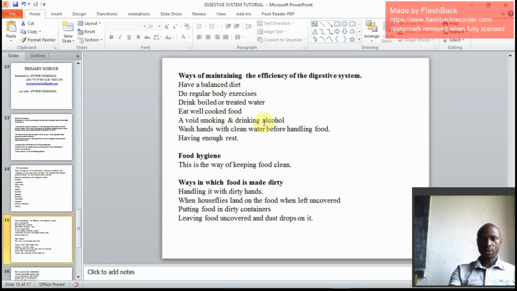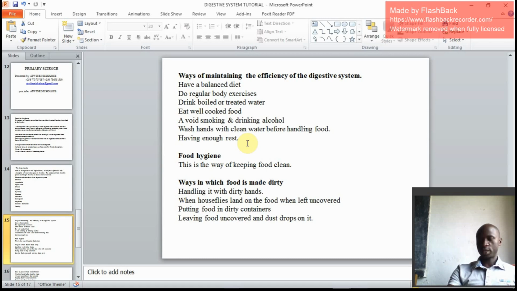Then you avoid smoking and drinking alcohol. Of course, this is a bad practice we should not get used to. We need to wash hands before handling food, and we wash hands with clean water and soap entirely to kill germs. We need to have enough rest.